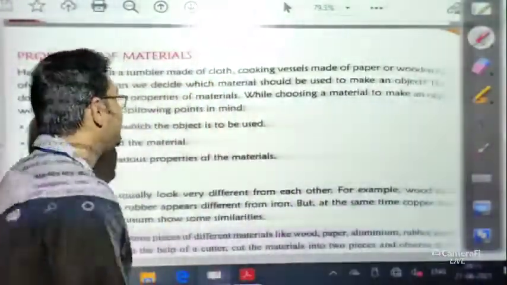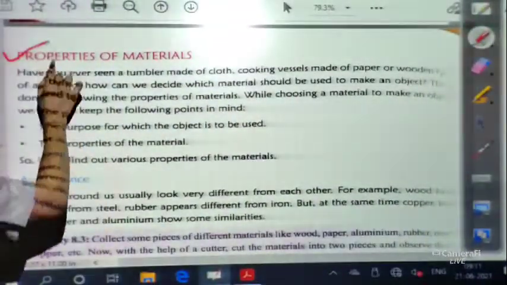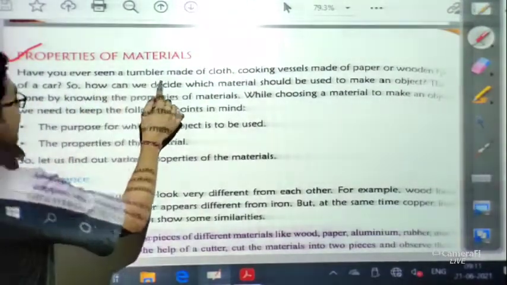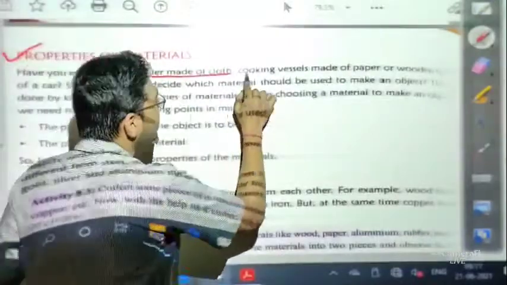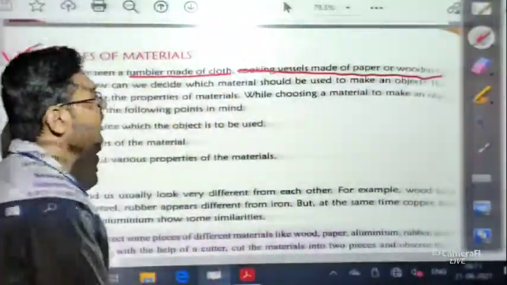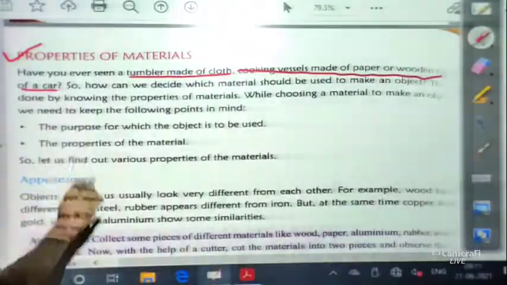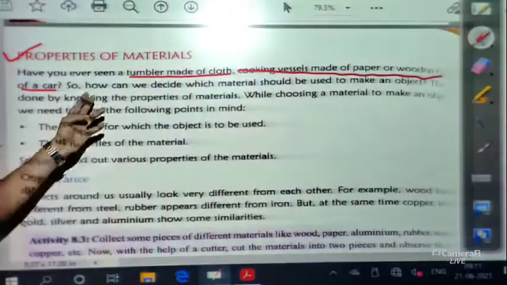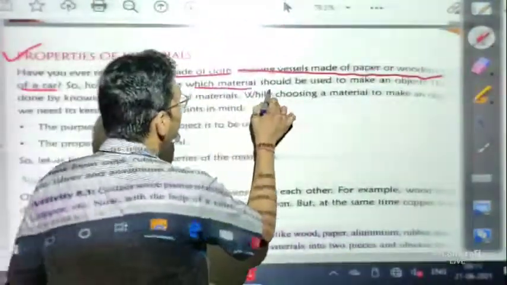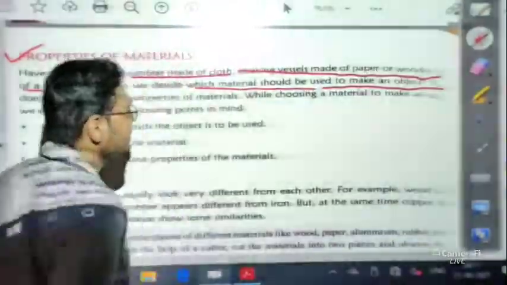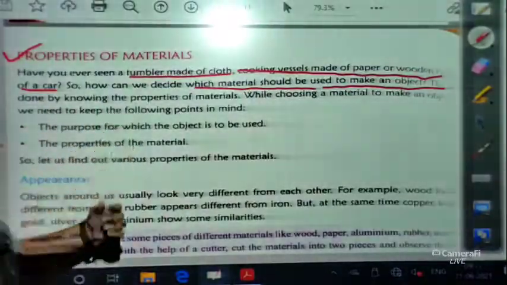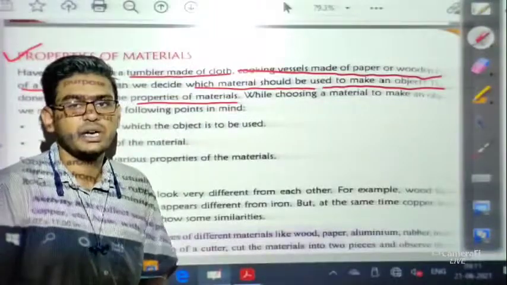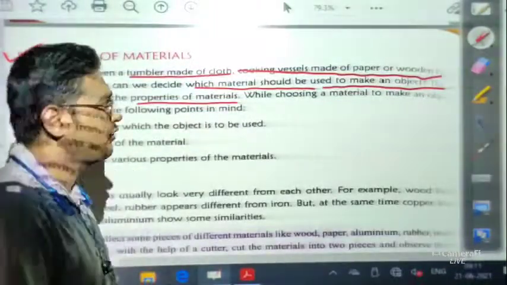What are the properties here? In the properties of the materials, just have a look. Have you ever seen a tumbler made of cloth, or cooking vessels made of paper, or wooden tires of a car? Definitely not. So how can we decide which material should be used to make an object? This is done by knowing the properties of materials. If we don't know the properties, we can't differentiate the materials into different kinds of groups.